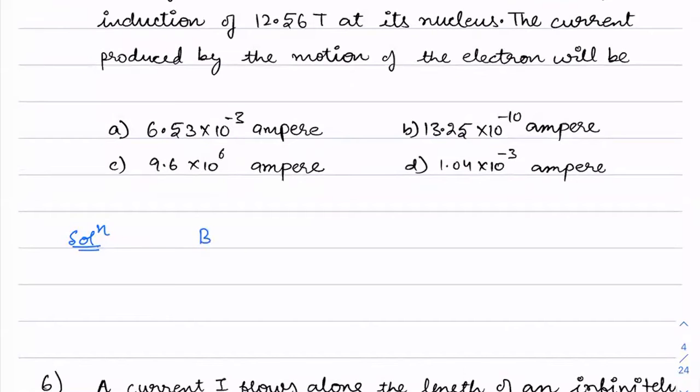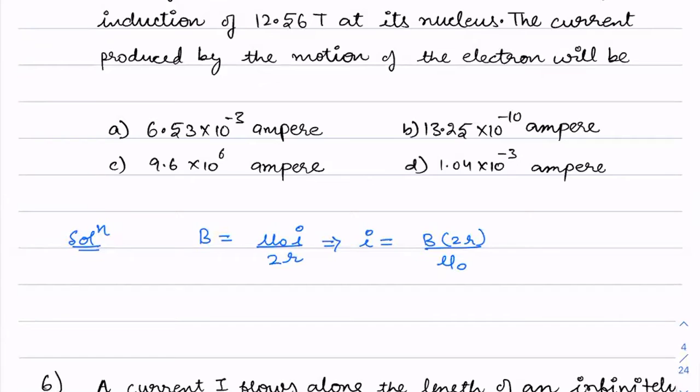B is given to me, so due to a circular current carrying wire, B is mu naught I by 2R. Now from here I have to calculate the I value. So I will become B into 2R divided by mu naught. It is the same as question number 1.